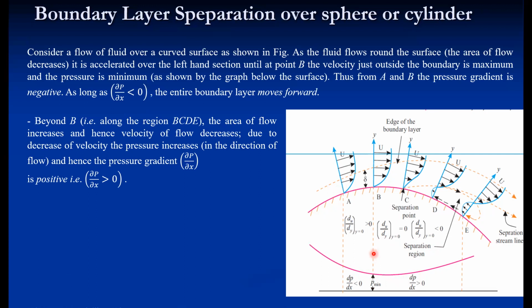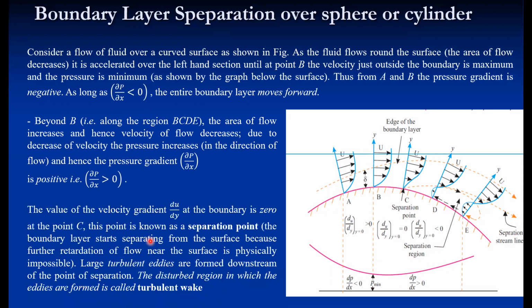So this flow pattern, or this variation of velocity and pressure, we can analyze using a code. Obviously, we are using Scilab coding here. So this is the situation where boundary layer separation takes place when the flow takes place over a sphere or cylinder portion. So there are different conditions.